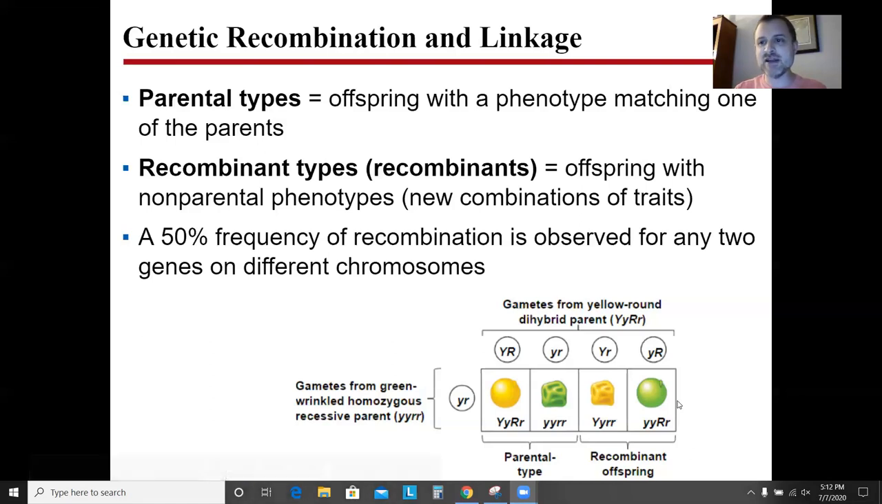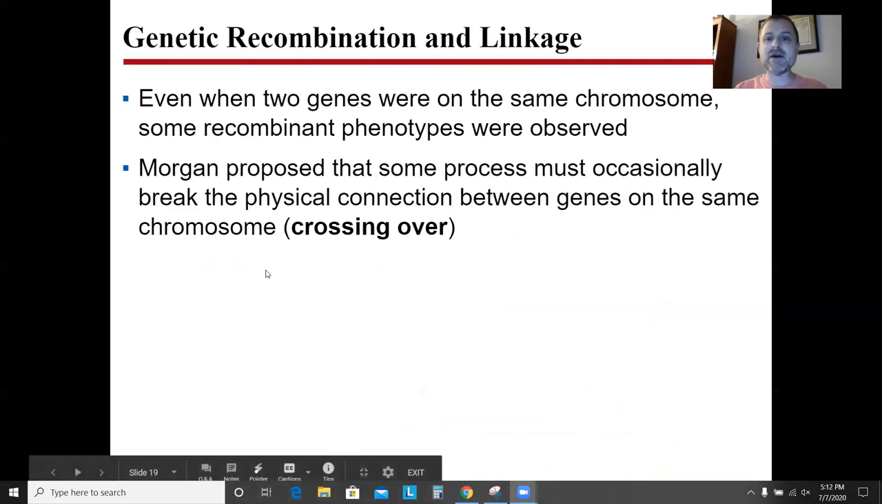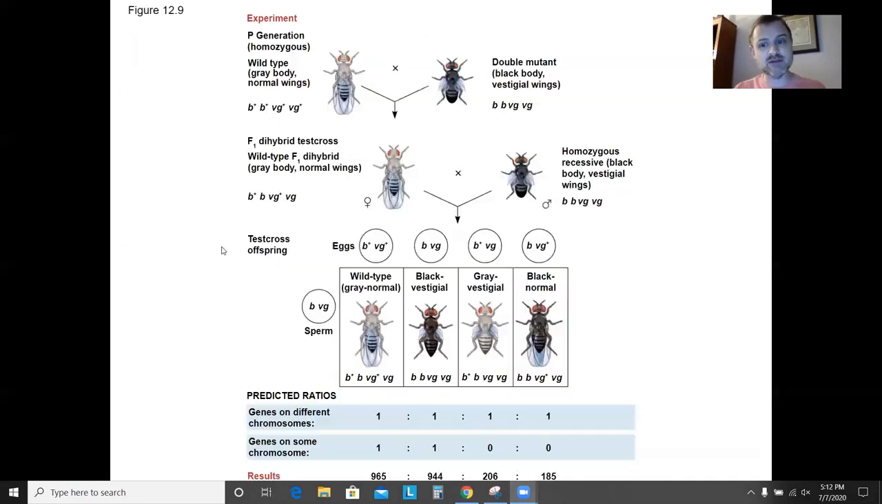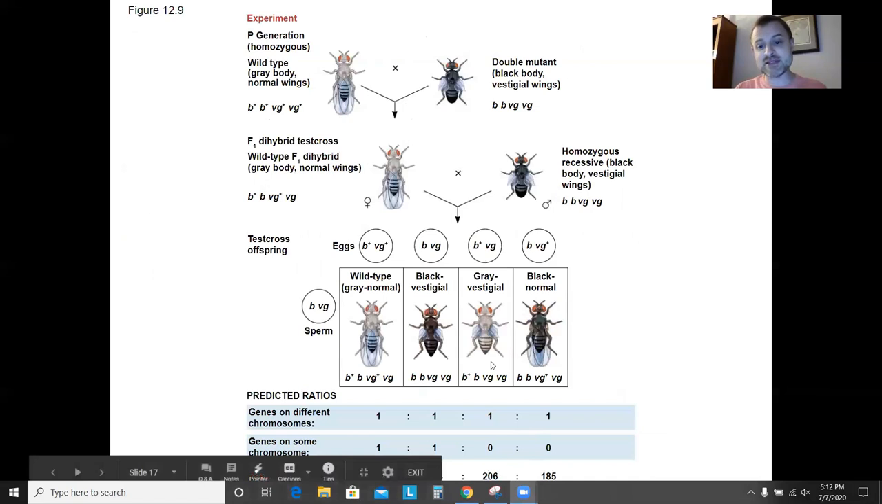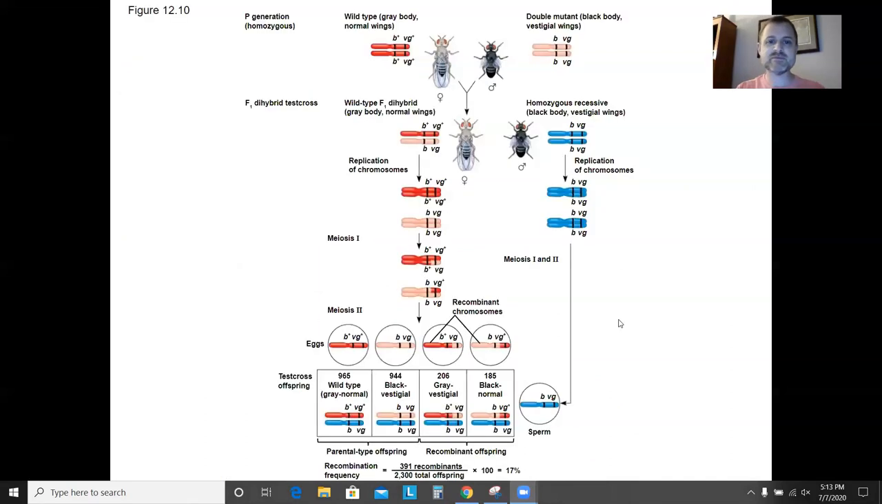If they're linked, you're going to get more parental types than recombinant types. Now again, crossing over messes with it. So maybe you do get some recombinant types. Well, how is that possible if the genes are linked? Because crossing over can unlink them, right? This is the book's explanation of that.